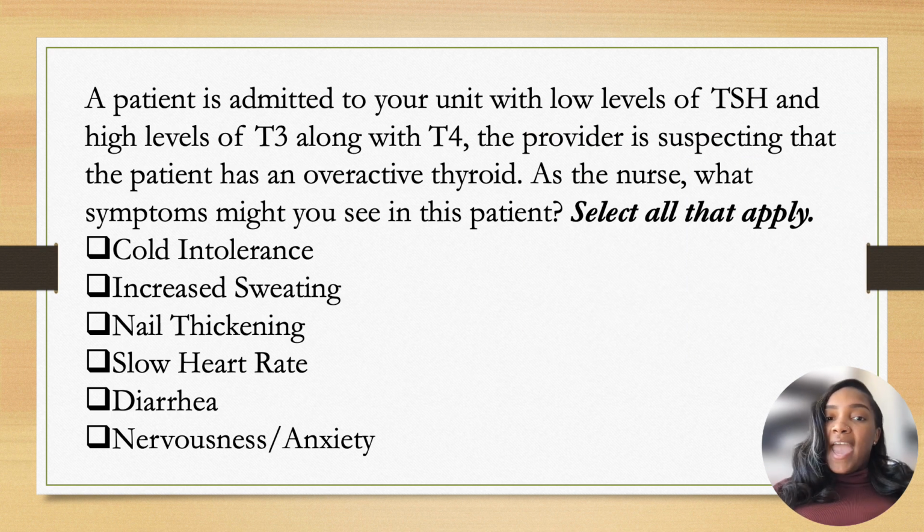All right, next we have select all that apply. A patient is admitted to your unit with low levels of TSH and high levels of T3 along with T4. The provider is suspecting that the patient has an overactive thyroid. As a nurse, what symptoms might you see in this patient? Select all that apply. So we have a list: cold intolerance, increased sweating, nail thickening, slow heart rate, diarrhea, and nervousness/anxiety.